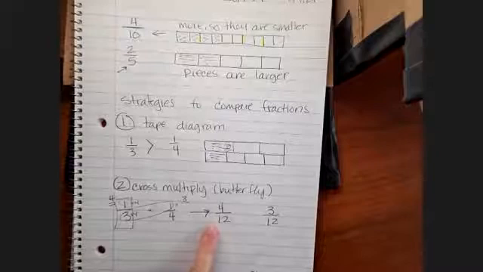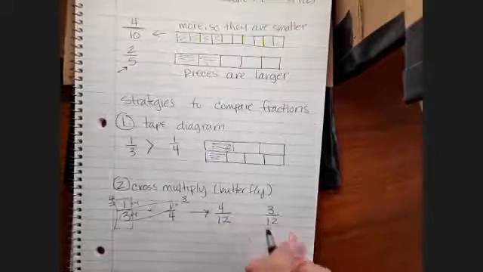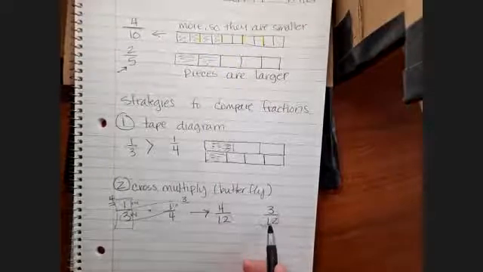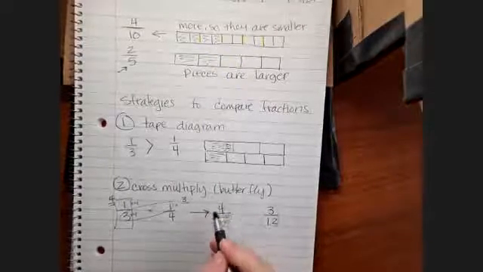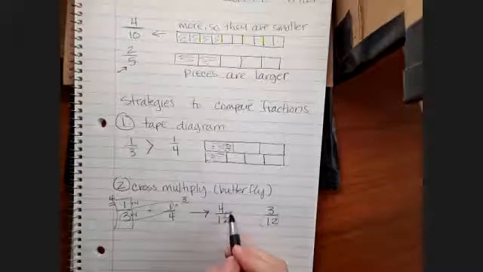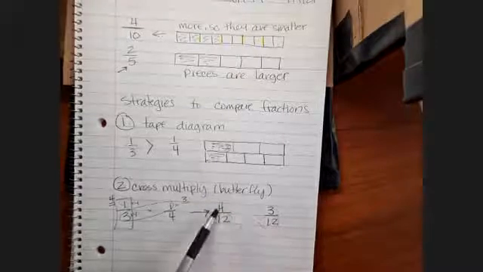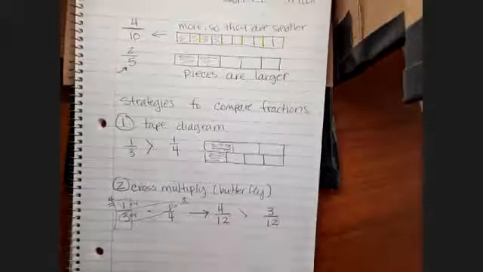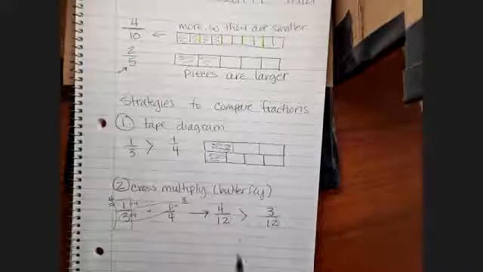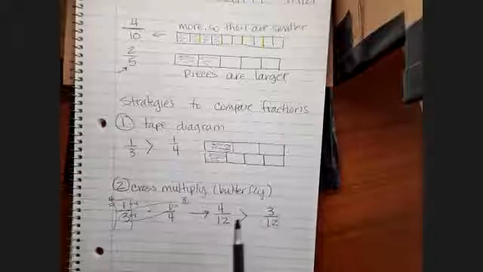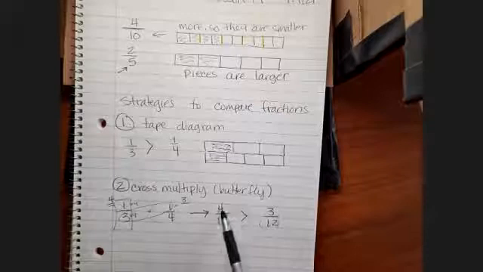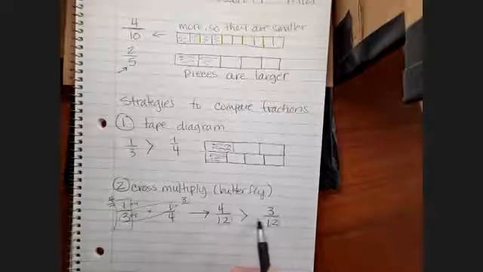And you can see I now have the same denominator, but the numerators are different. So when my denominators are exactly the same, the larger numerator is my larger fraction. I have 4 pieces out of 12 versus only 3 pieces out of 12. So 4/12 is larger than 3/12. If the denominator is exactly the same, then you're just comparing the numerators. The larger numerator is a larger fraction, but only when these denominators are the same.